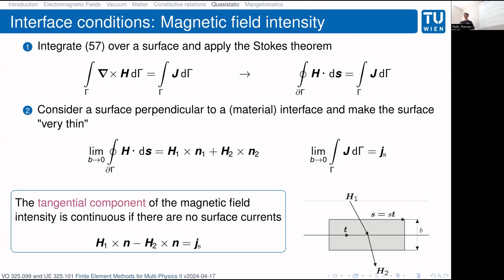Of course, you don't have infinitely thin sheets of material in reality, but this is a concept. If you have surface currents as a concept, then you also have a jump in the tangential component of H. If you don't use this concept, you know that the tangential component of H needs to be continuous over material jumps.